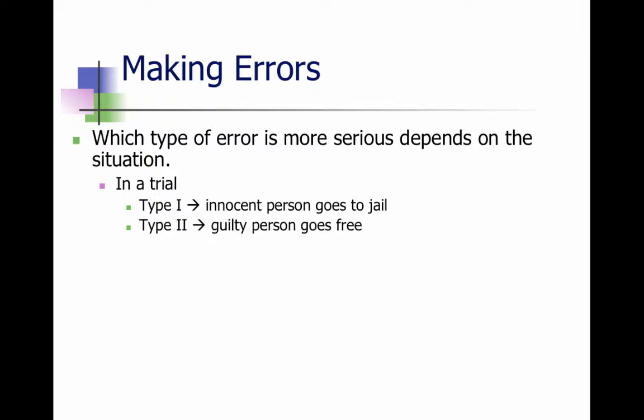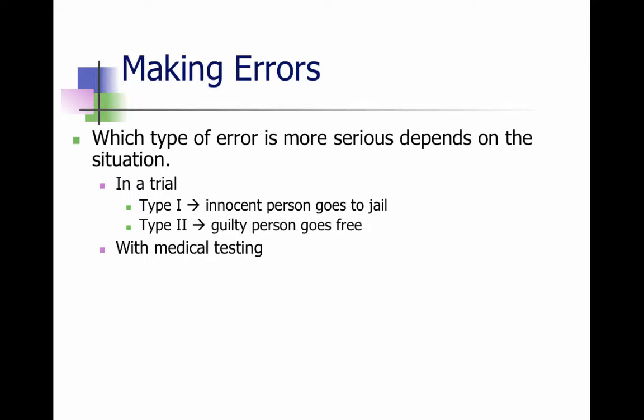A type 2 error is where a guilty person goes free. So in a type 2 error, the null hypothesis is false, so that means that they are not innocent, they are guilty, but we fail to reject it, so that means we say that they're innocent, and in this case, a guilty person would go free. Depending on who you are, one of these is more serious than the other. It's more serious for the particular person in a type 1 error, because they're going to jail when they didn't do it. It's more serious for the general public for a type 2 error if, say, a murderer goes free.